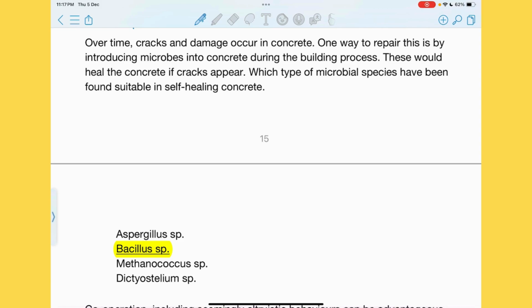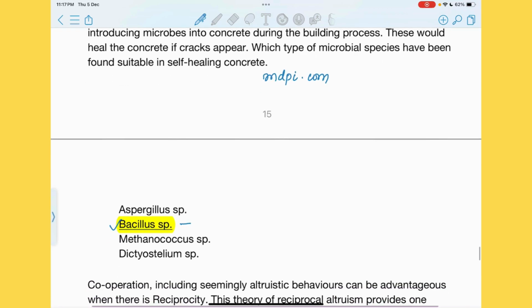So this is a very frequently cited paper, which you can find at mdpi.com. The correct option is Bacillus species. This is because they produce calcium carbonate. This calcium carbonate is made during their metabolic process, and this can help to heal the concrete.